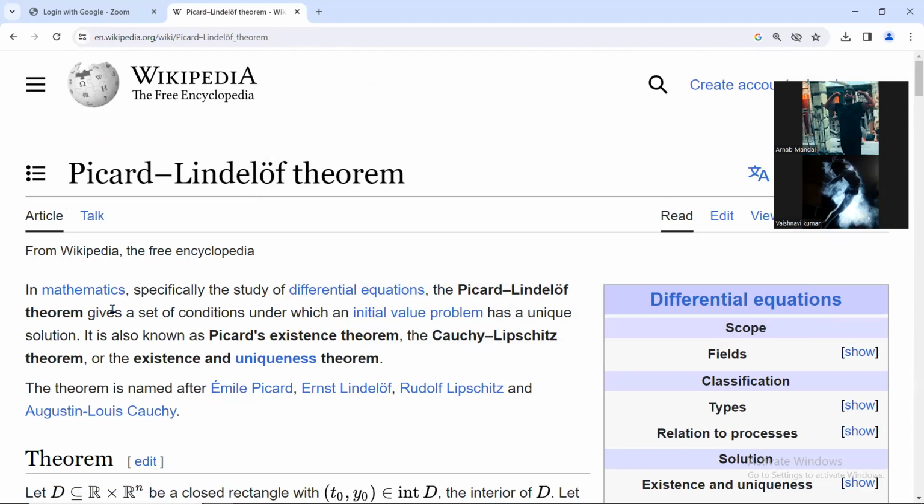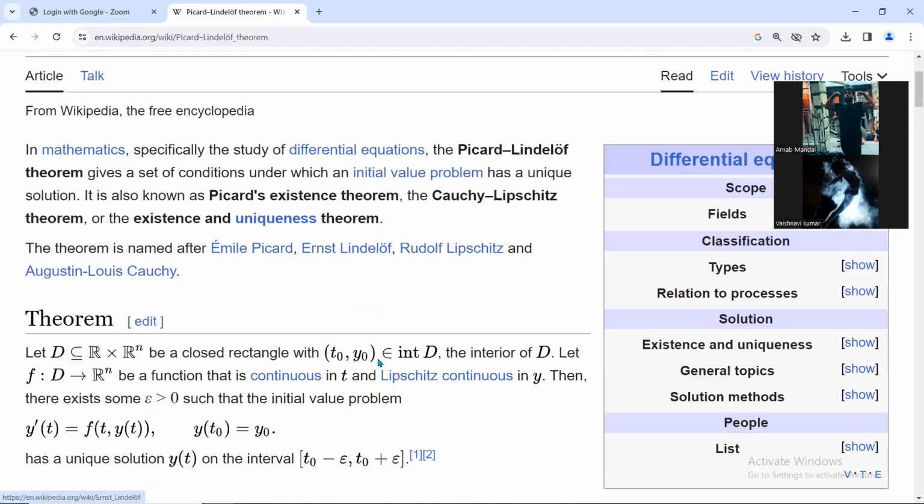The Picard-Lindelöf theorem gives a set of conditions under which an initial value problem has a unique solution. It is also known as Picard's existence theorem, the Cauchy-Lipschitz theorem, or the existence and uniqueness theorem. Why it's called that, you can understand from the Lipschitz condition, and these are the people who have.